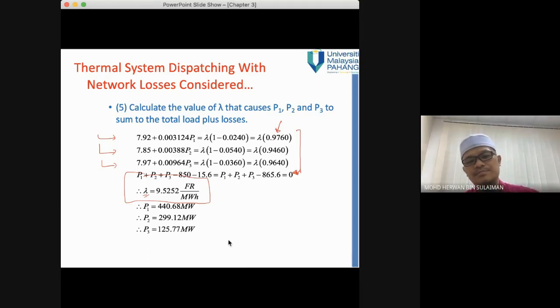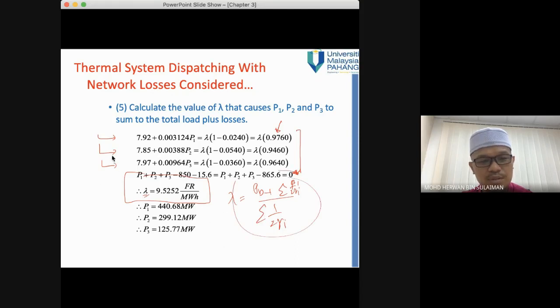So you can rearrange using yesterday's equation, or you can use the coordination equation where your lambda equals your demand plus the summation of beta over 2 gamma I, divided by 1 over 2 gamma I. You can use this one or you can use the matrix from yesterday. So at the end of the day you can get your lambda 9.5252. So you can get your values of P1, P2 and P3.